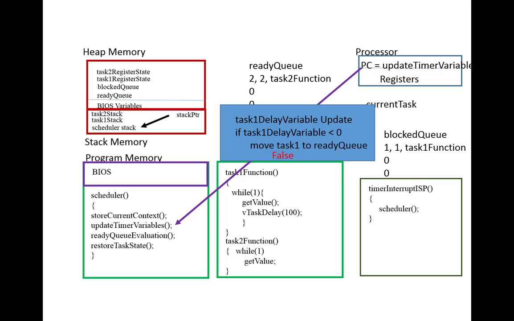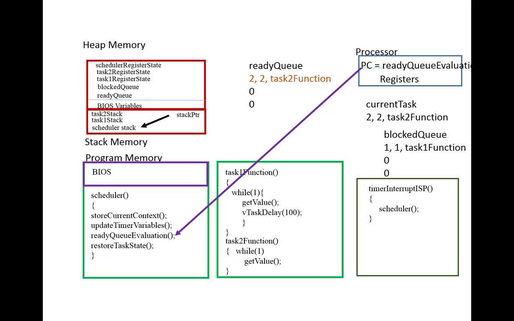Then we're going to look at our timer variables. That is, all of the tasks that said we wanted to sleep for a certain specific time, we're going to update them and check to see if the timer variables have expired. In this case, they haven't for task 1. We haven't waited long enough. We just got placed on the queue.